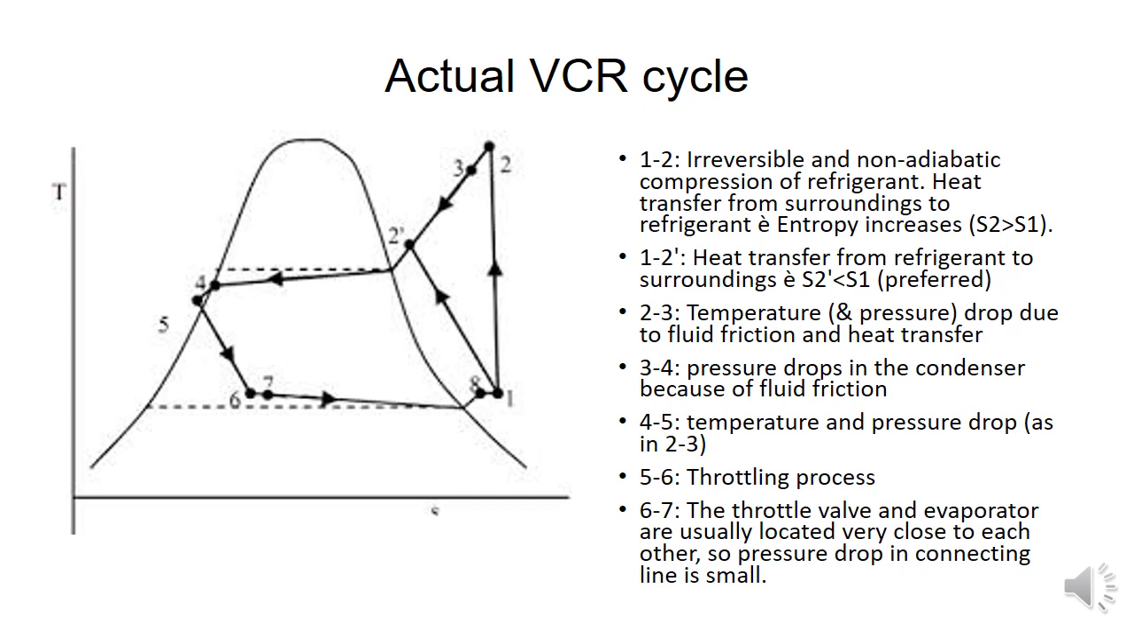2 to 3, from the top side, temperature and pressure drop due to the fluid friction and heat transfer. Then 3 to 4, pressure drops in the condenser due to fluid friction. 4 to 5, temperature and pressure drop. Then 5 to 6, throttling process. 6 to 7, again throttling process, and 7 to 1 is the expansion. So this is the actual cycle.